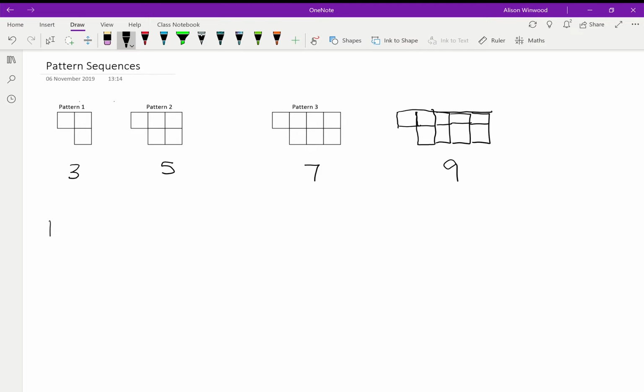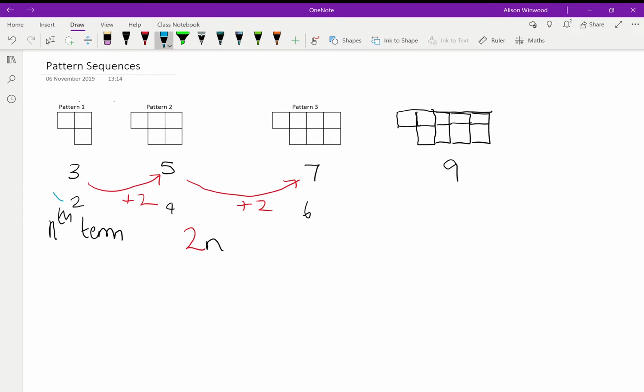Then the next thing we're going to do is find the nth term, which we do by saying how do we get from 3 to 5, how do we get from 5 to 7? That's both always plus 2, so the nth term is 2n. So we compare this with the 2 times table, which is 2, 4, 6. How do I get from the 2 times table to the sequence I have? I need to add another 1. So the nth term is 2n plus 1.